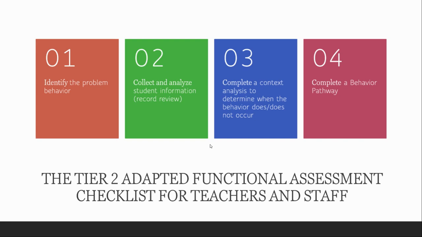So in order to gather the information for the Tier 2 FACTS Part A in an efficient manner, a consistent data collection procedure must be developed by that Tier 2 team. Tier 2 teams must decide what team members will collect and record the information for the records review, which team members will meet with the teachers to gather information for the context analysis. There are 5 sections to the Tier 2 Adapted FACTS Part A, and we're going to go over those.